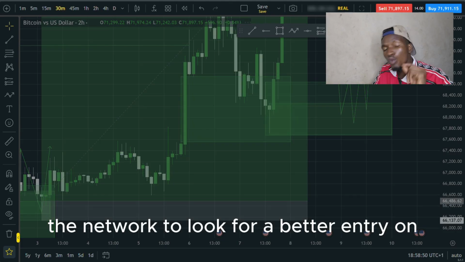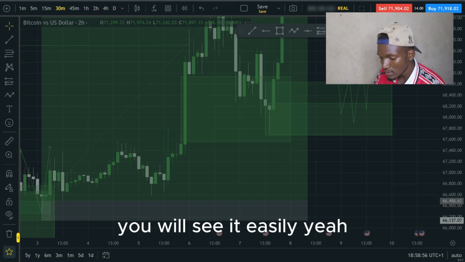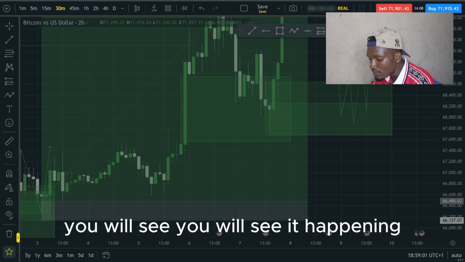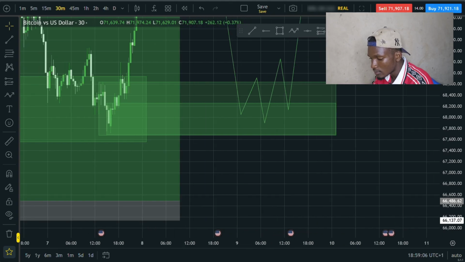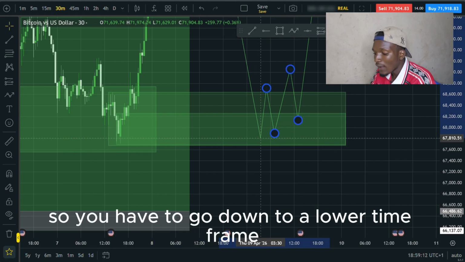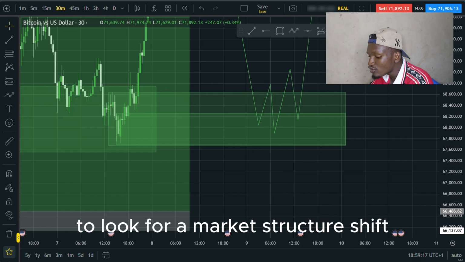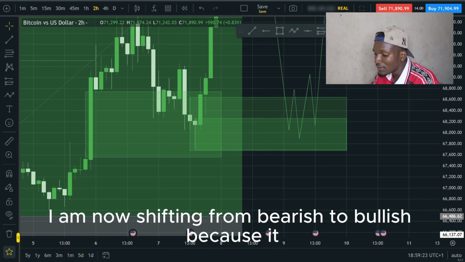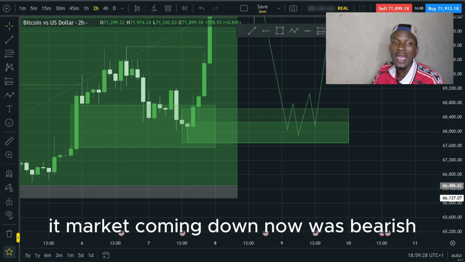From the lower time frame you will see it easily. You will see it happening. If you stay in the higher time frame, it may not be too obvious. So you have to go down to a lower time frame to look for something like this, a market structure shift. Because price has to tell you that, okay, I am now shifting from bearish to bullish, because the market coming down was bearish.